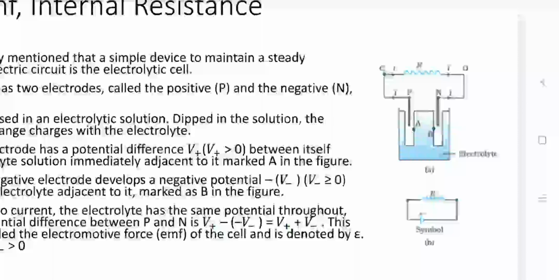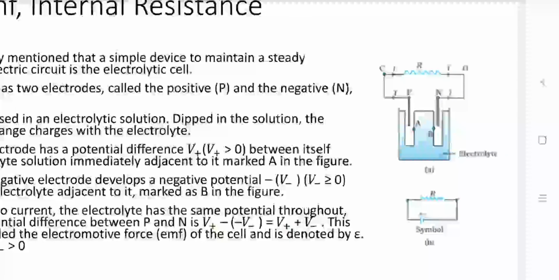Whatever current is flowing through the electrolyte means charges are flowing within the electrolyte. When charge is flowing, a potential difference is created, so we can say some resistance value is available. So we can say the electrolyte has some internal finite resistance, and this is known as internal resistance, small r.